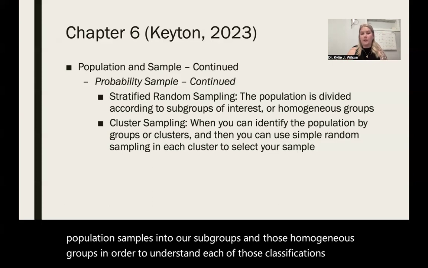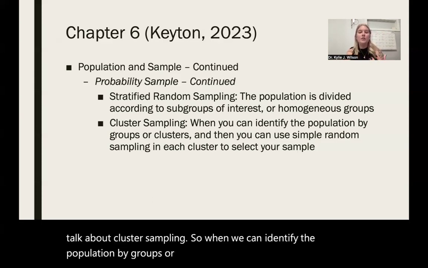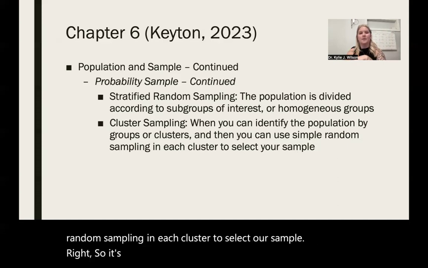We talk about cluster sampling. So when we can identify the population by groups or clusters, and then we can use simple random sampling in each cluster to select our sample, right? So it's taking multiple steps to get back to that simple random sampling.